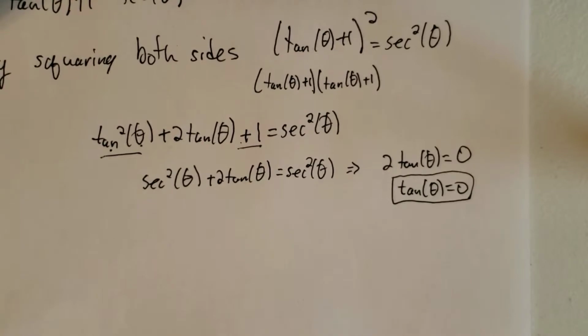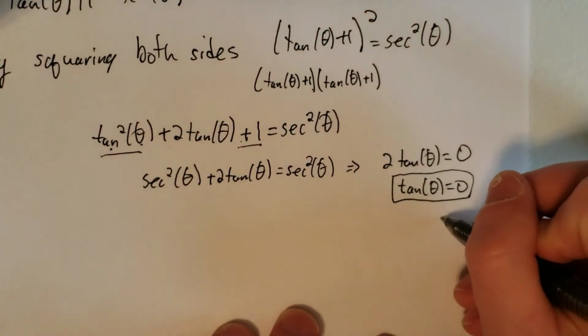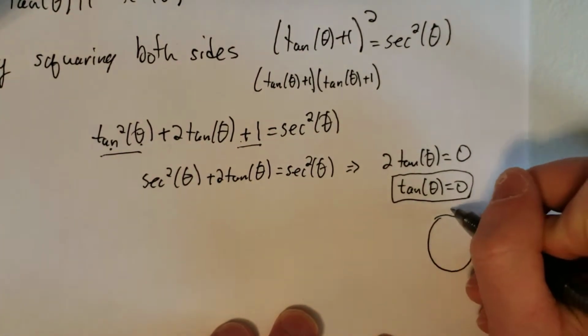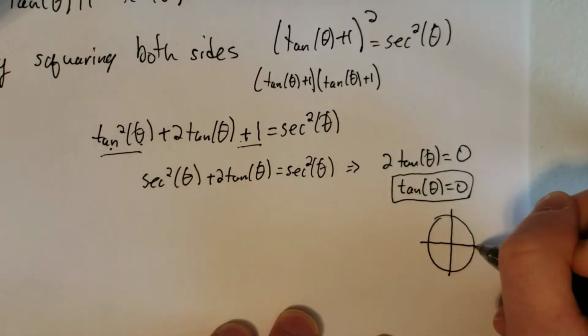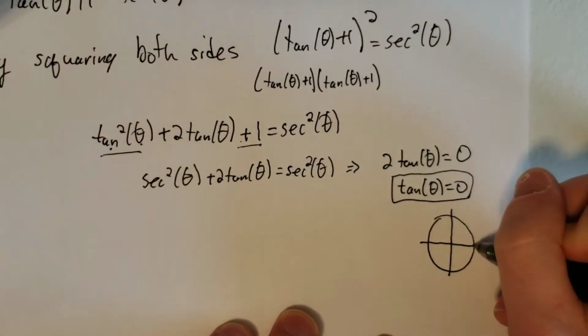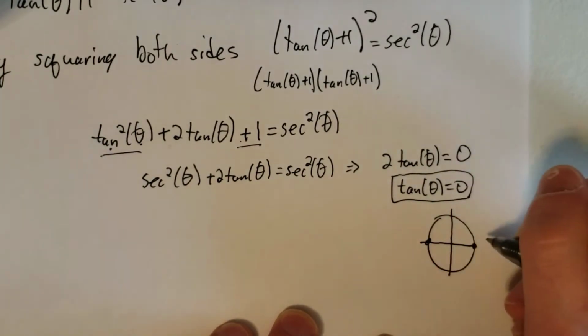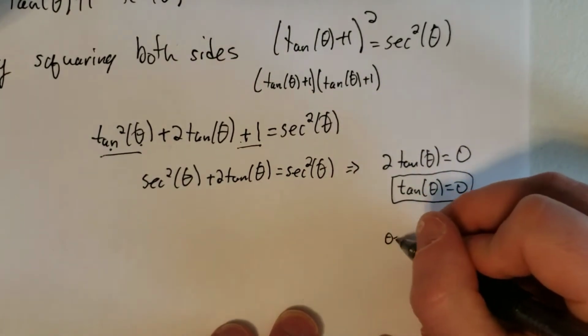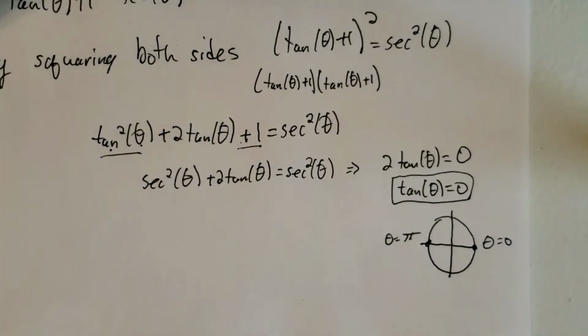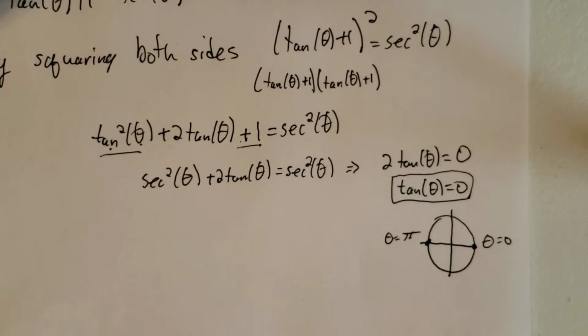Well, there are two thetas that make tangent of theta equal to 0. Tangent is sine over cosine, so when sine is 0, that's at theta equals 0 and theta equals pi. Except we have a bit of a problem here, and that is that we squared both sides, so we might have gotten some extraneous solutions.